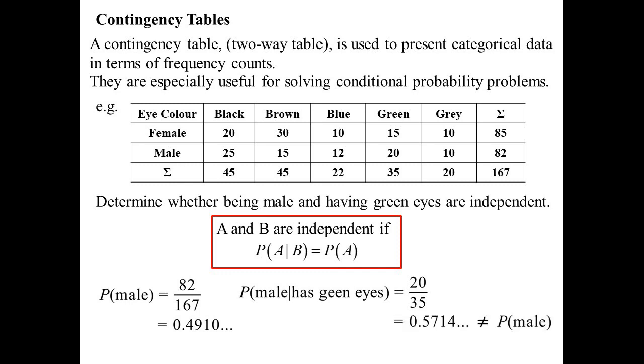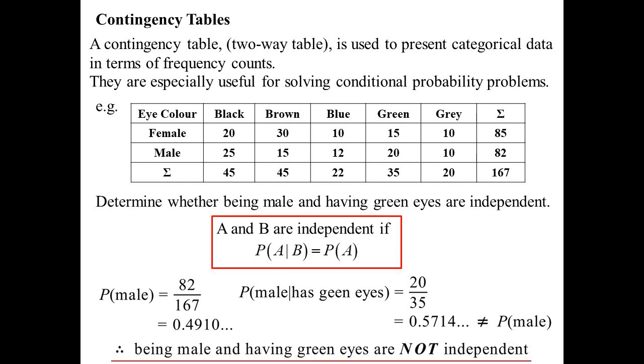That's not the same as probability of male. So that would suggest to us that being male and having green eyes are not actually independent of each other. There is actually some connection maybe between being male and having green eyes.